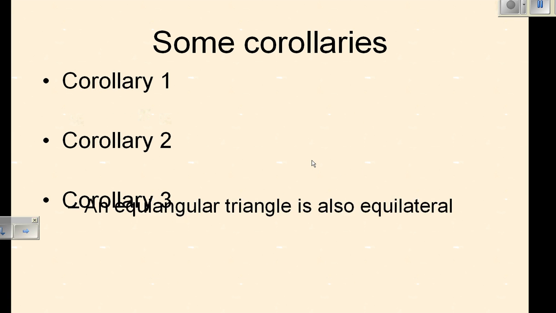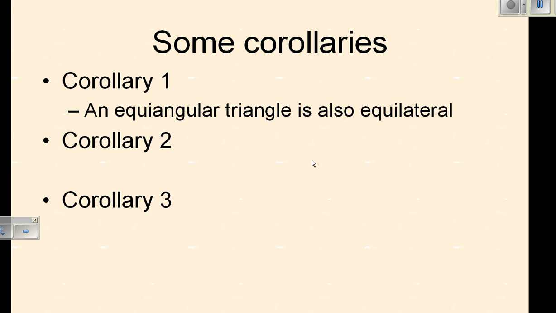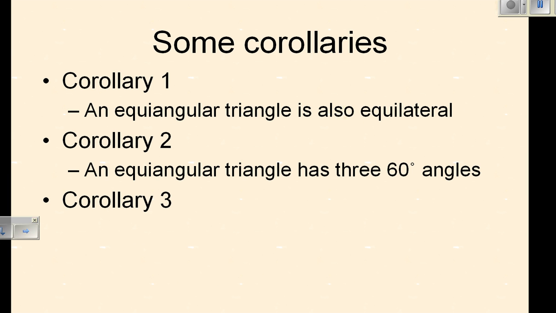Some corollaries based off of that. First, an equiangular triangle is also equilateral, meaning if the angles are all equal in a triangle, then all the sides are equal, which you probably already knew. And an equiangular triangle has 60-degree angles. We also knew that because that's an equilateral triangle.